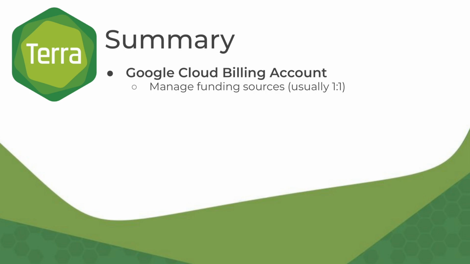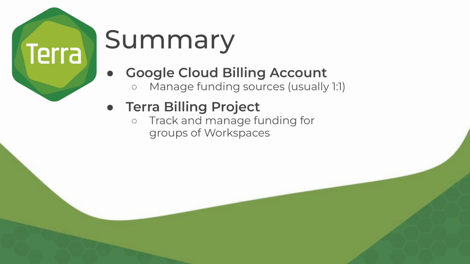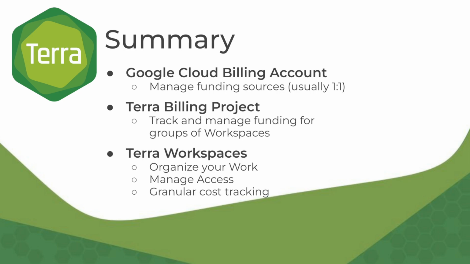In summary, there are 3 levels at which you can manage funding for your team. Google Cloud billing accounts are generally used by grant or finance administrators to manage funding sources, with one Google billing account per funding source. Terra billing projects let you manage funding for groups of workspaces on Terra. You can use them to group together related costs for easier tracking and management. Terra workspaces allow you to organize your work, and can also be used to provide fine-grained control over access and spending.